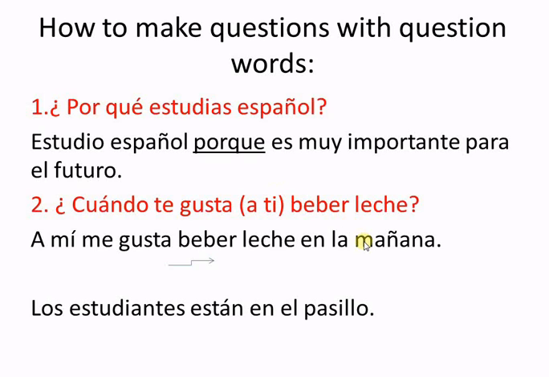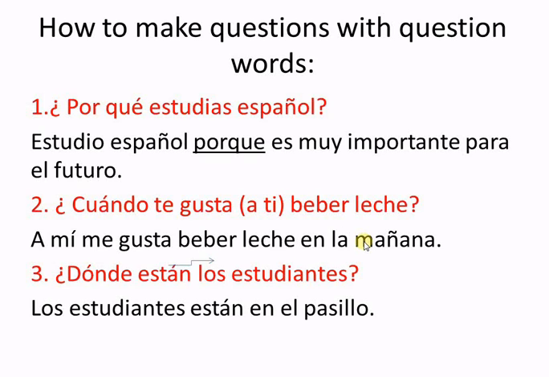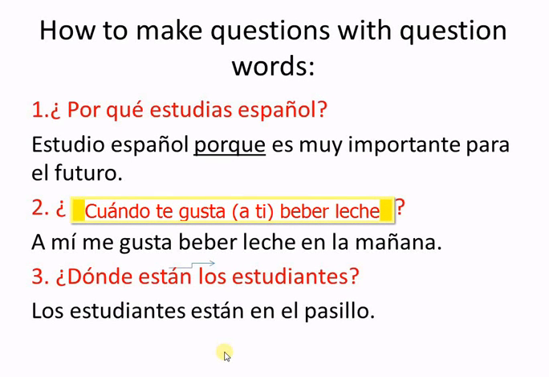Let's see number 3. Los estudiantes están en el pasillo. Well, here I'm saying where the students are. So you'd ask me, ¿dónde están los estudiantes? Now remember to flip the subject and the verb. So you put los estudiantes after the verb. ¿Cuándo te gusta a ti beber leche? So these were very basic answers that you had to come up with a question.